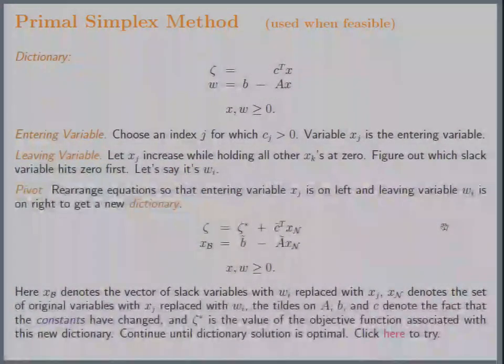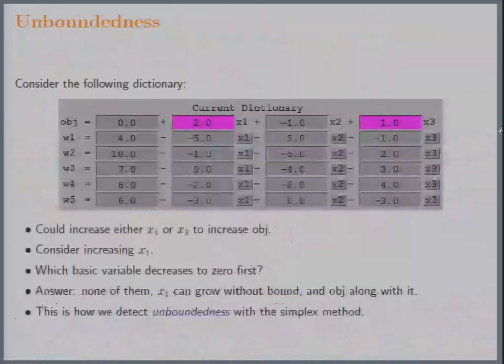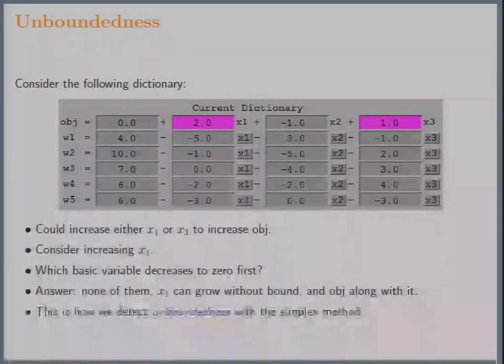So that is the simplex method. Now, there are some issues that we have to discuss. Some problems are unbounded. The answer is infinity. And how do you detect that with the simplex method? Here's an example that illustrates what can go wrong.